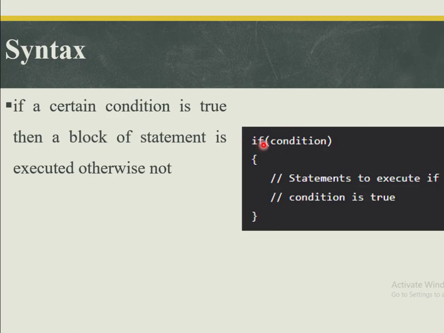So what's the syntax? An if statement begins with a condition. When this condition is true, the statements within these two curly brackets are going to be executed. The statement here can be one or more than one. Execution of the statements here will only be undertaken if the condition is true. If the condition is false, then no statement is going to be executed, and therefore we don't expect to see any output.